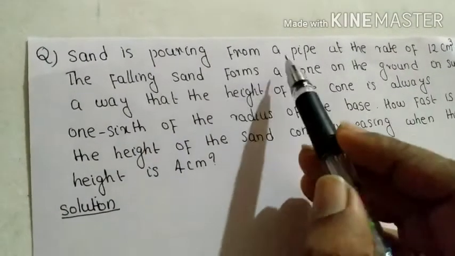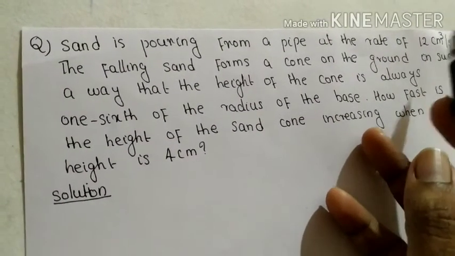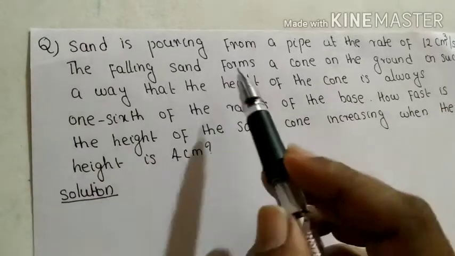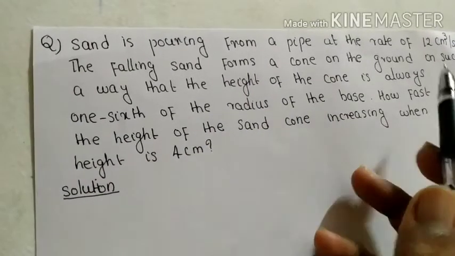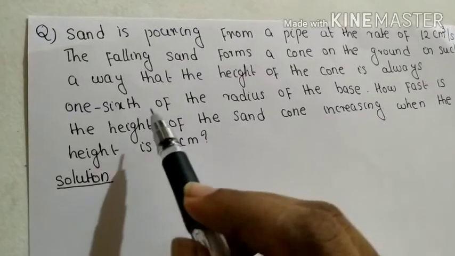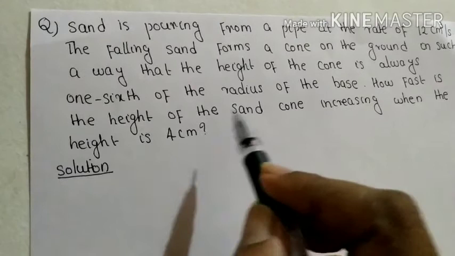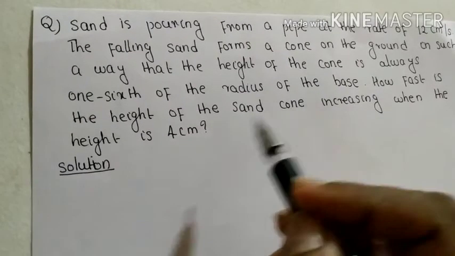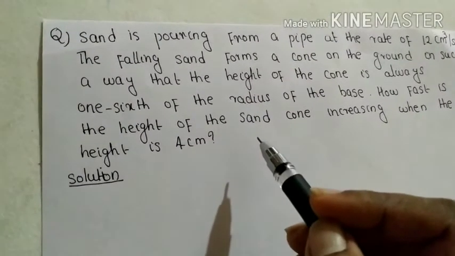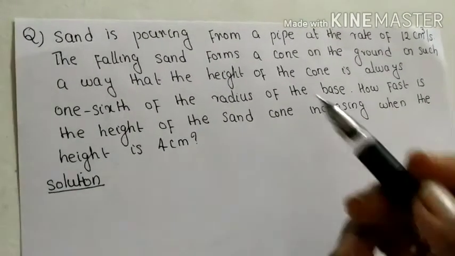Sand is pouring from a pipe at the rate of 12 centimeter cube per second. The falling sand forms a cone on the ground in such a way that the height of the cone is always 1/6 of the radius of the base. How fast is the height of the sand cone increasing when the height is 4 centimeter? So let's start the solution of this question.